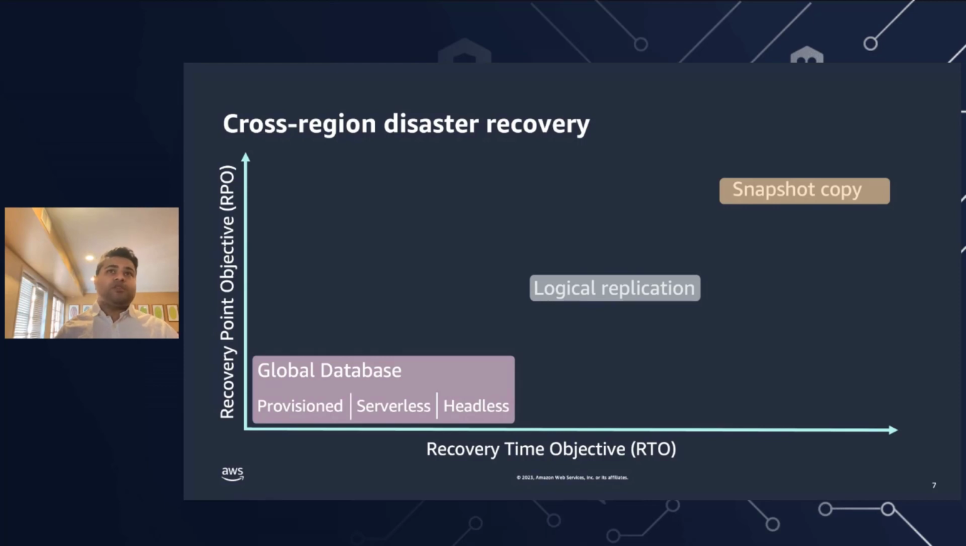You could also provision the secondary regions with serverless V2 nodes, such that you only pay for the compute that you actually need. And lastly, because the storage and compute are decoupled, you could run the secondary clusters without any database instances, thereby saving on compute costs.